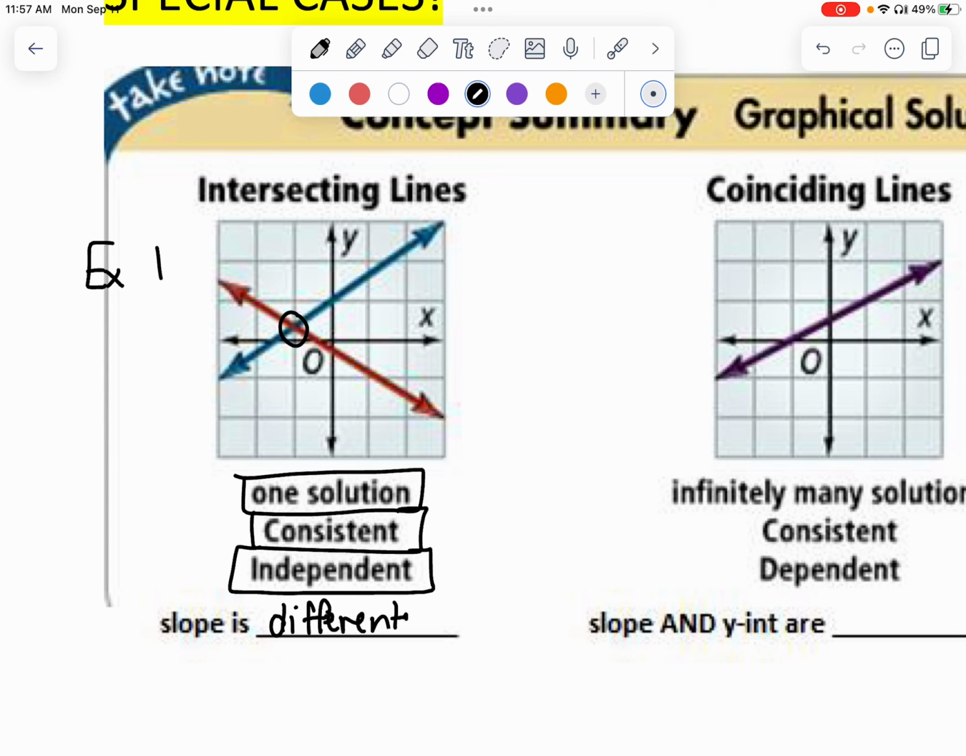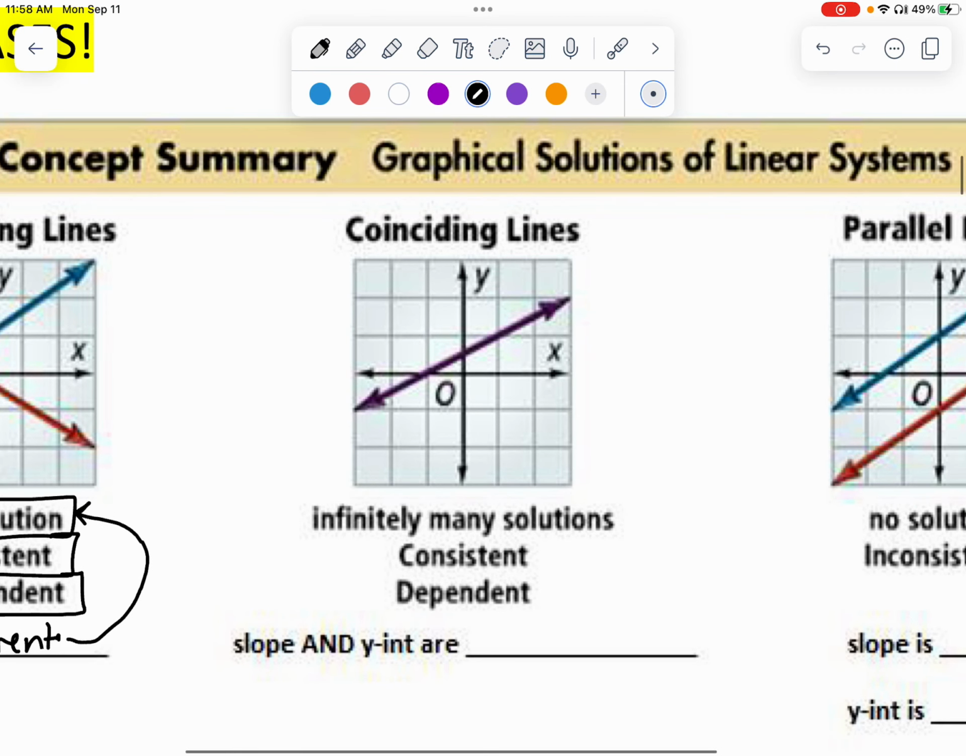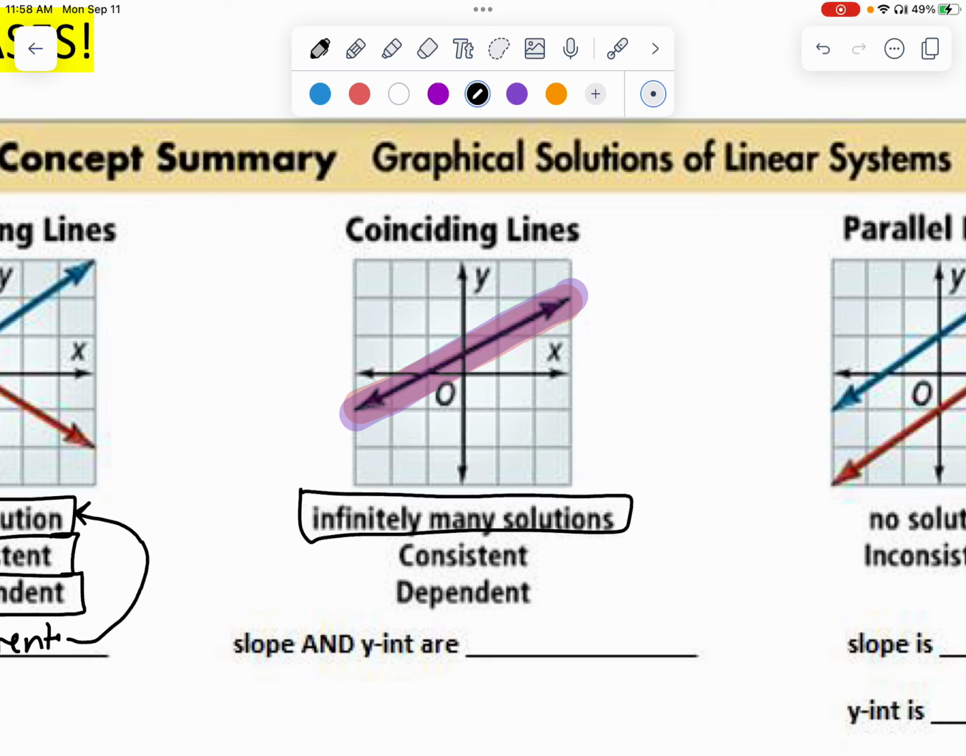So if you see slopes that are different, you can assume it's going to have one answer. Now, sometimes you go to graph and you'll graph one line and you'll graph another line and they're the exact same. That's what happens when you have infinitely many solutions. So there's an infinite number of x's and y's that satisfy the intersection. Because there is technically an answer, we call it consistent, but they are dependent because they are the same.